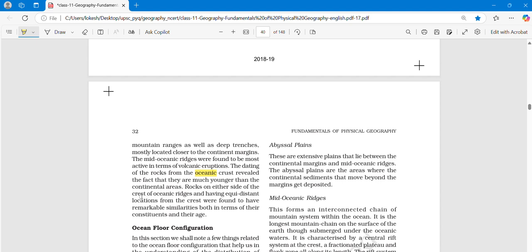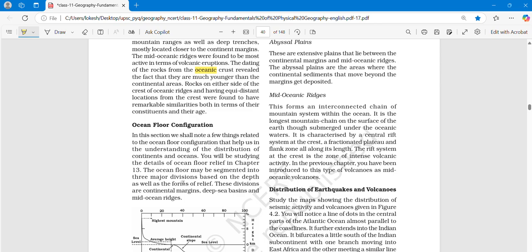Rocks on either side of the crest of oceanic ridges, at equidistant locations from the crest, were found to have remarkable similarities, both in terms of their constitution and their age.